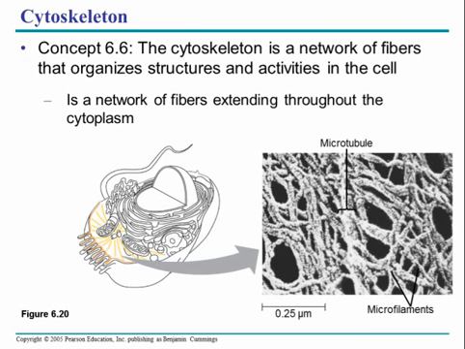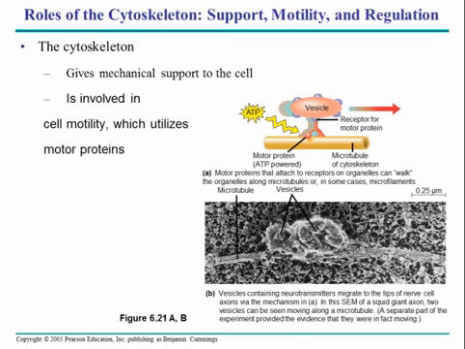Then we get to the cytoskeleton, which gets a little bit more complex. This is a variety of different types of fibers that enmesh or work together to create structure and support throughout the cytoplasm. Here we see microtubules and microfilaments, two different fibers that make up part of the cytoskeleton. And the cytoskeleton gives mechanical support. It's also involved in motility or movement.